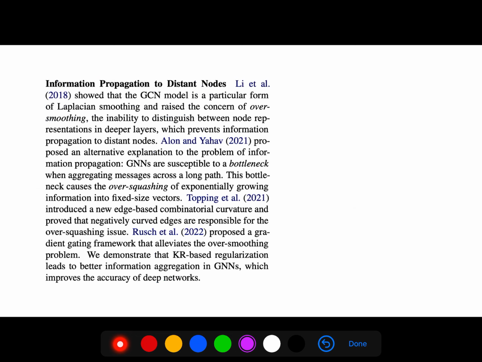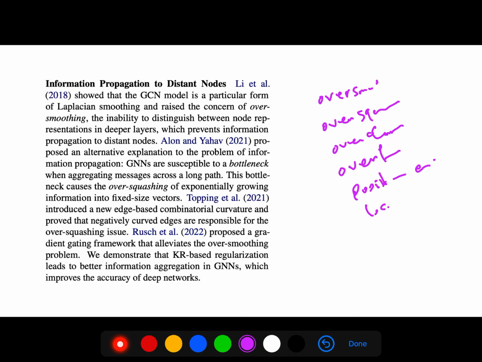So Li showed that the GCN model is a particular form of Laplacian smoothing and raised the concern of over-smoothing. GNNs have many fundamental problems. I've listed 10 of them: over-smoothing, over-squashing, over-correlation, overfitting, lack of a good positional encoder, the locality problem. Then there are many other problems.